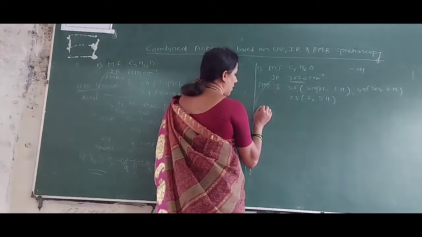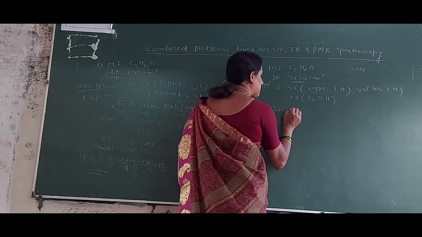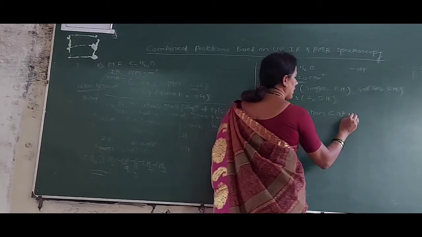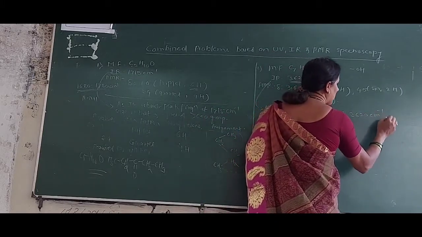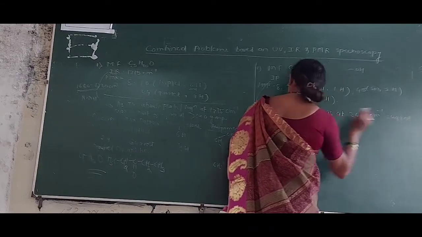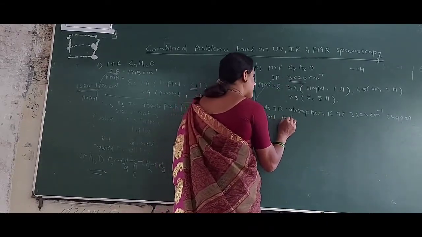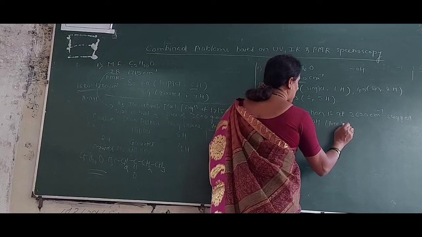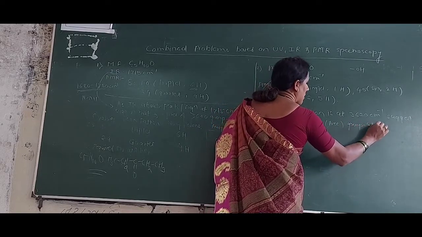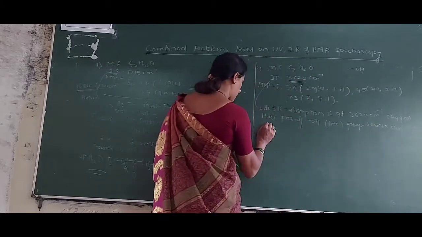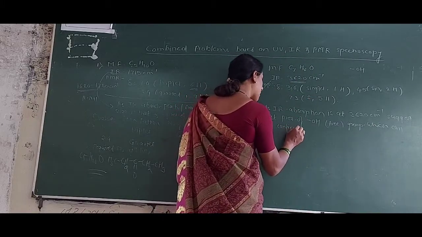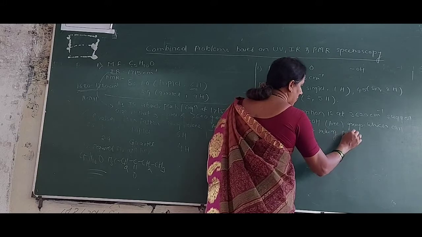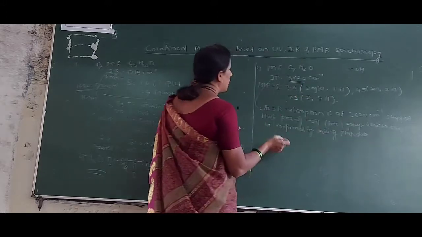The IR absorption at 3620 centimeter inverse suggests the presence of a tertiary OH group, which can be confirmed by taking the PMR data. What is the PMR data?